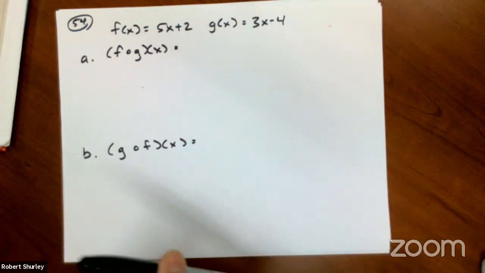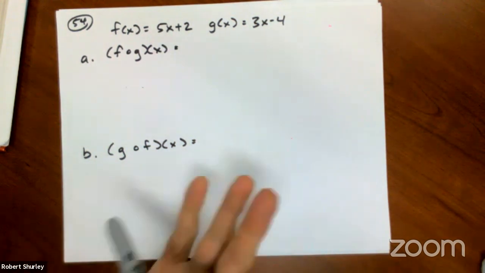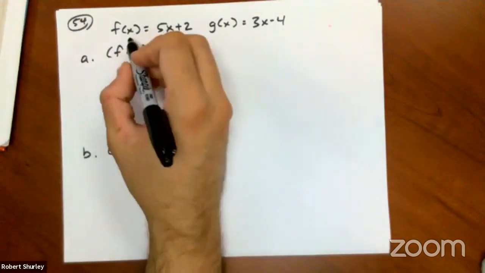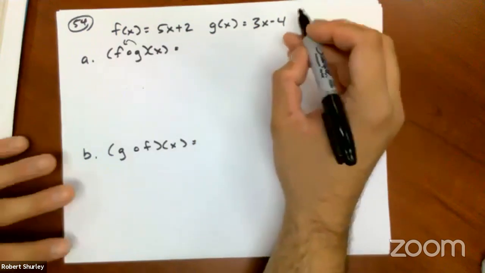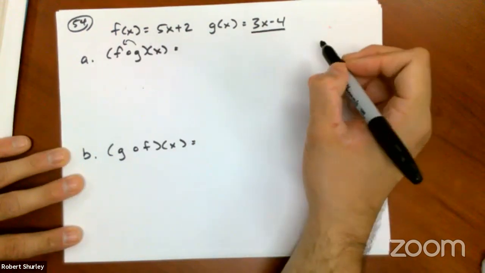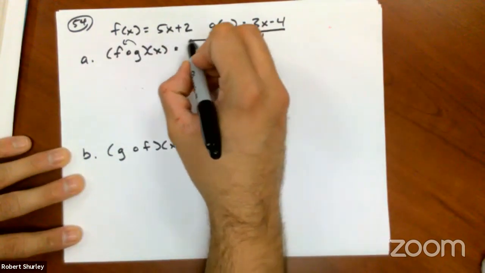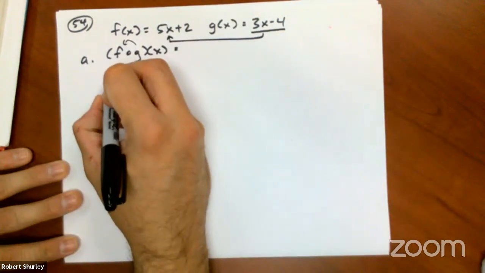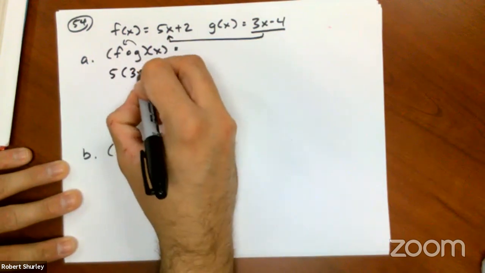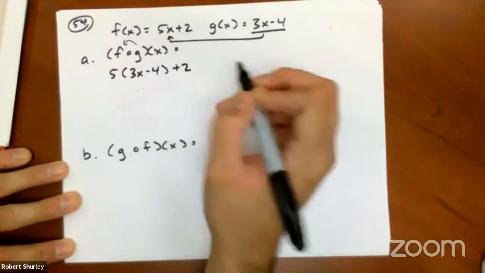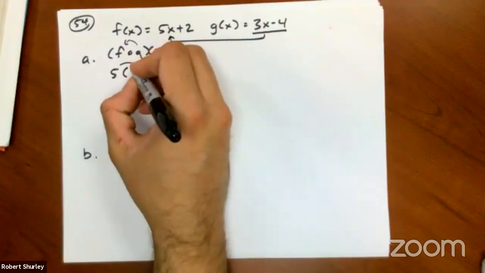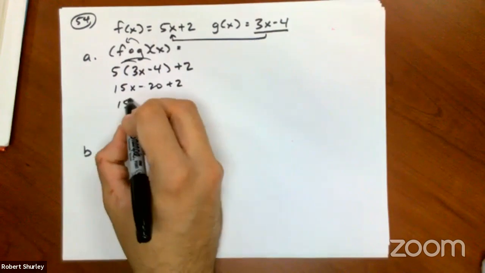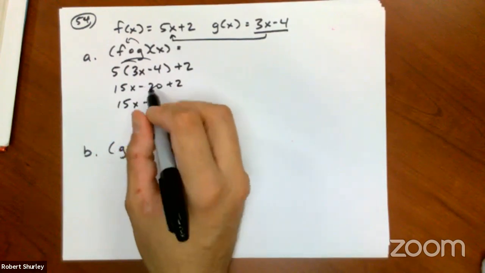Okay, keep working. Let's see. And again, I'm going to do this the short way, because I know now that all I have to do is put g into f. So I'm going to take this g function for part A and put it into the x of the f function. So this winds up being 5 times 3x minus 4, plus 2. Now distribute the 5. I get 15x minus 20 plus 2. So I wind up with 15x minus 18.